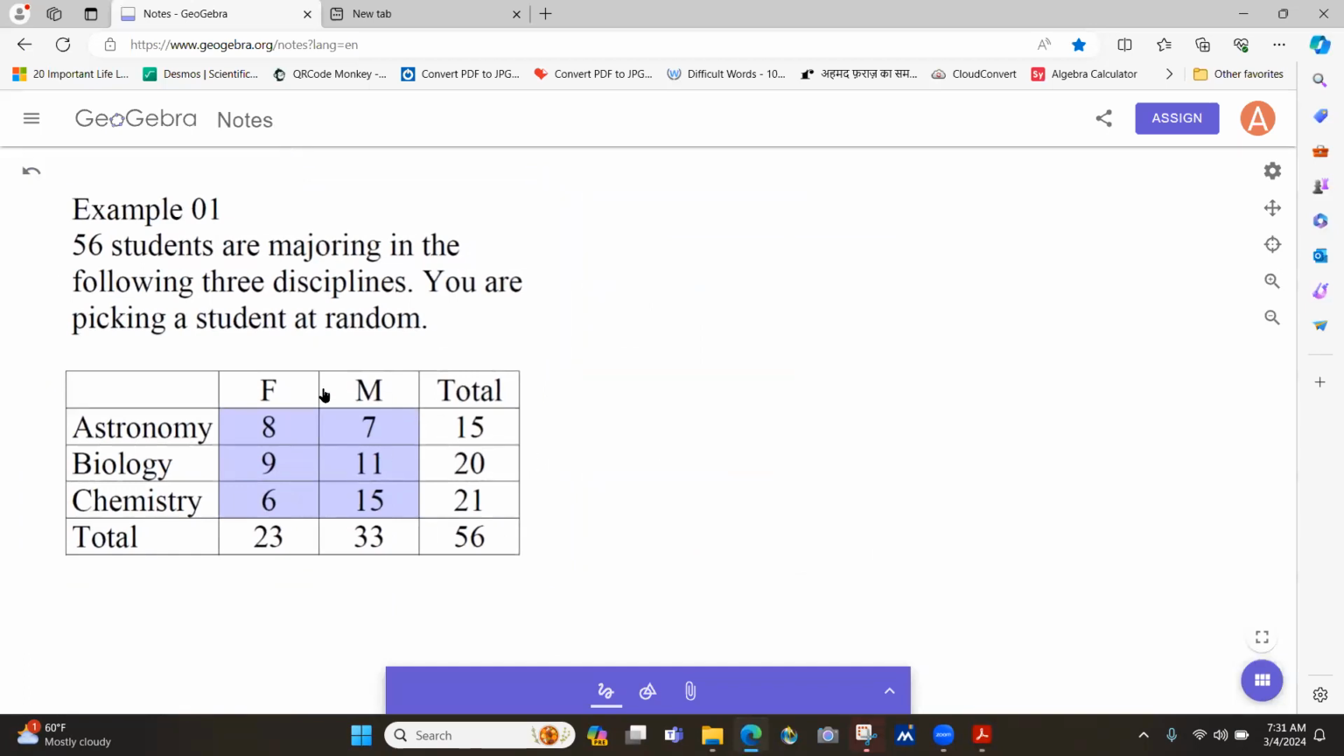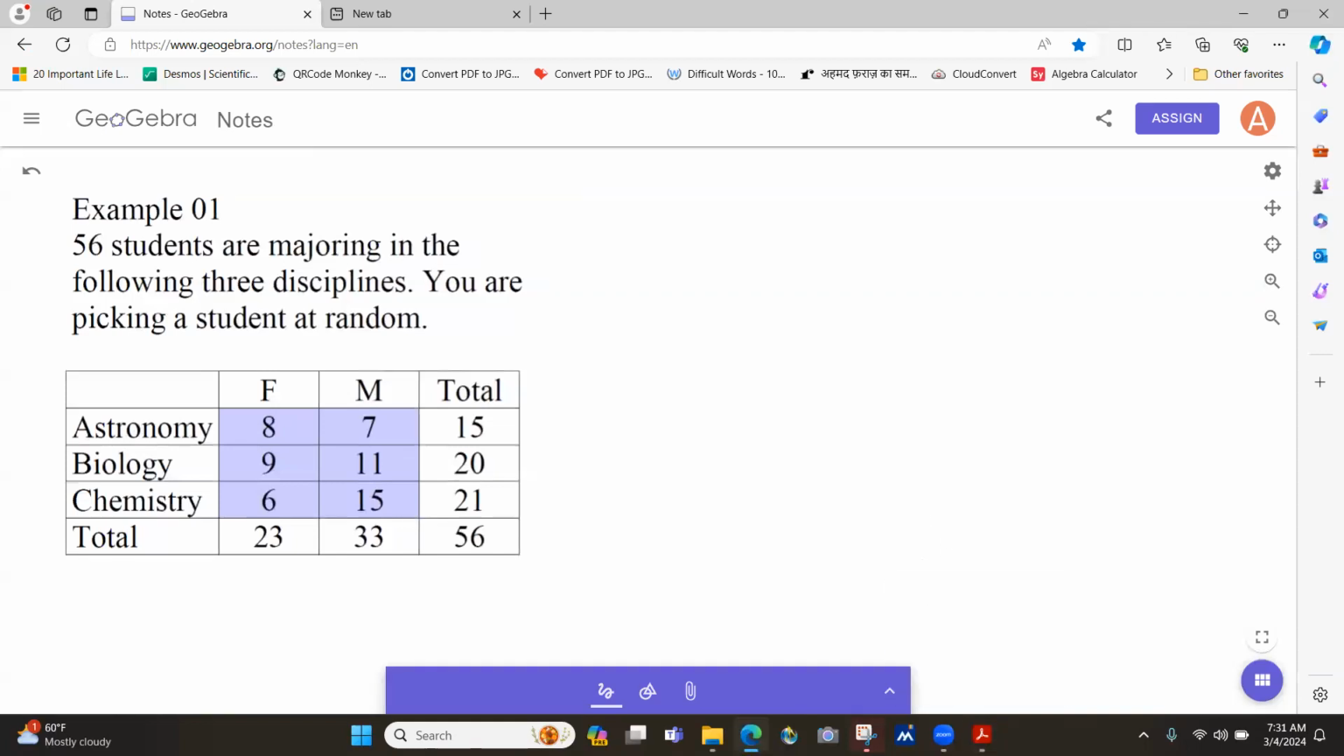So I have a set of data. I have astronomy students. 8 of them are female, 7 of them are male, a total of 15. I have biology students. 9 of them are females, 11 of them are males, altogether 20. Chemistry students, 6 females, 15 males, 21. And how many females do I have? 23. If you add 8 to 9 to 6, how many males do I have? 7, 11, 15. Now, let's look at some of the questions.